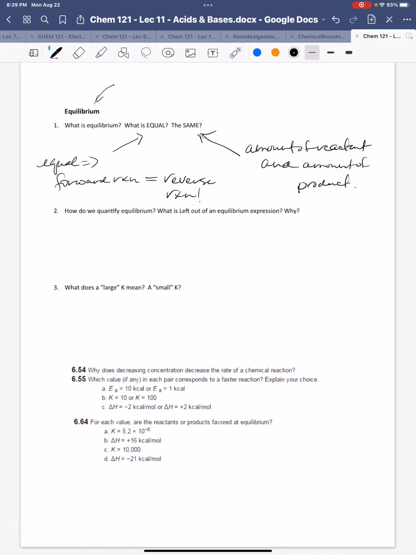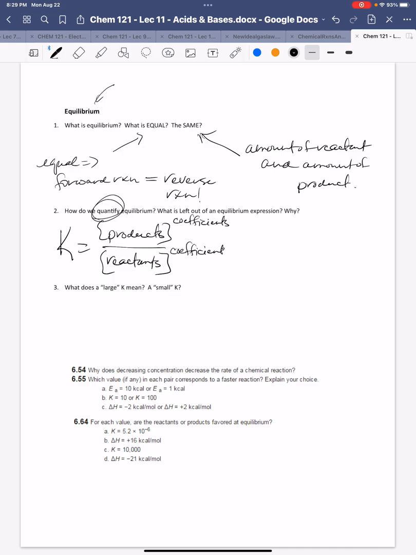Okay, when we quantify equilibrium, we give it a K value, and I'm not going to dwell on this too much. We talk about the amount of products over the amount of reactants. That's kind of how we've decided we're going to do that. And they're going to be raised to the power of their coefficients. And this is a way for us to quantify equilibrium and to give it a number.